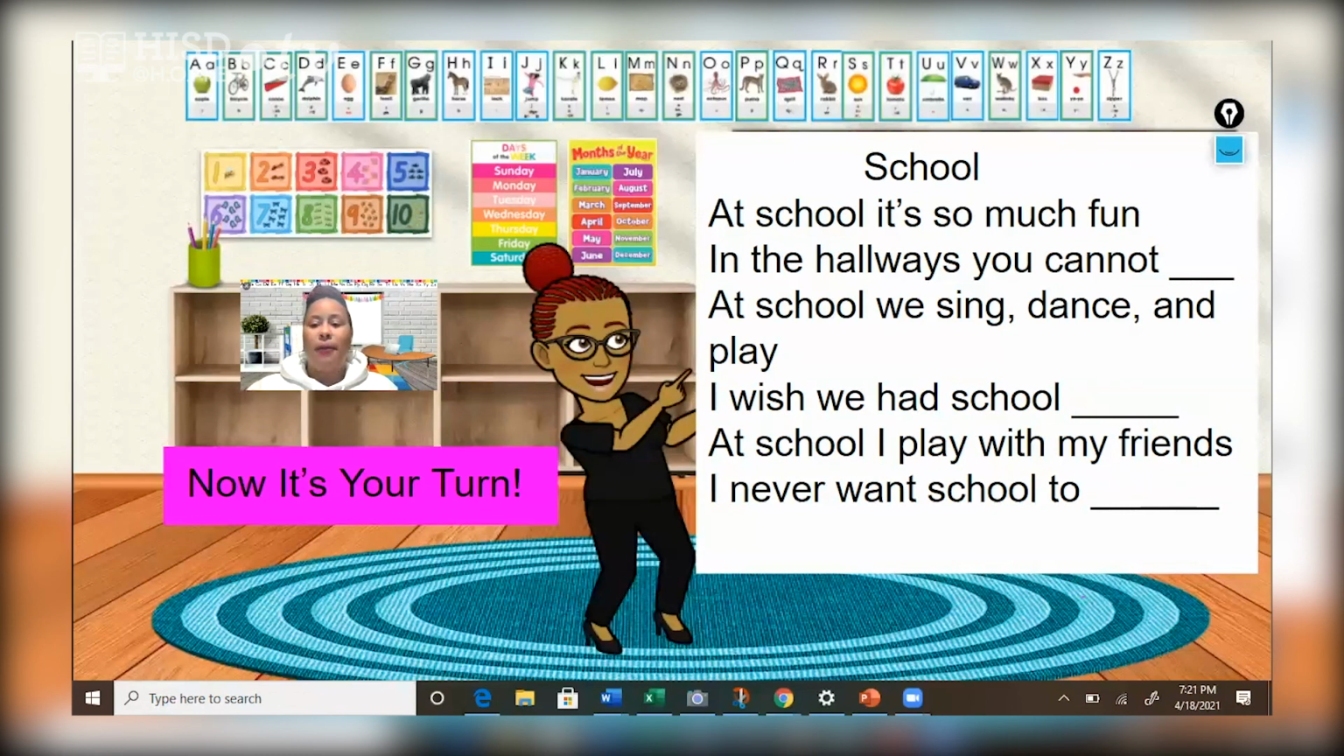At school, I play with my friends. I never want school to end. Great job, boys and girls. You just helped me to create a poem. Did you hear the rhyme, the rhythm, the repetition? Good job, great readers.